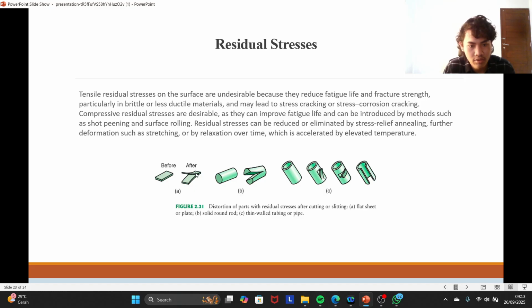This shows before and after distortion of parts with residual stress after cutting or slitting: a flat sheet or plate, a solid round rod, and thin-wall tubing or pipe.